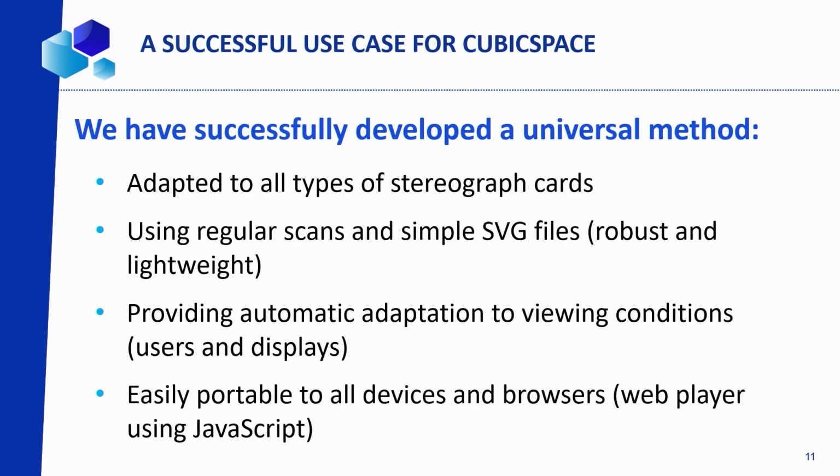So basically, yes, we have successfully developed a universal method that is adapted to all types of stereograph cards, whether it's glass, cardboard, whatever, anything that's been created whenever, we can do it. It uses regular scans in simple SVG files, so it's robust and lightweight. We can provide automatic adaptation to viewing conditions, and it's easily portable to devices and browsers, so we can do it on any Chrome browser or any device whatsoever.